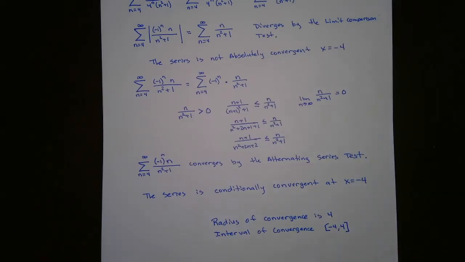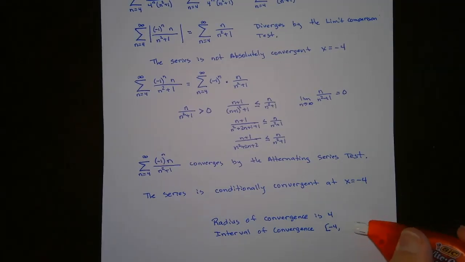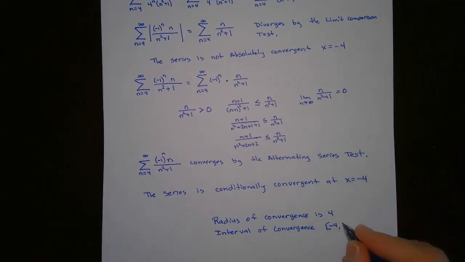Oh, whoops, I didn't mean to put the bracket on the right. Let's take that off. So let's write 4, and that should be a parenthesis, because what did we show at x equals 4? It was diverging, right? So we don't want to include 4. That would be really, really wrong.